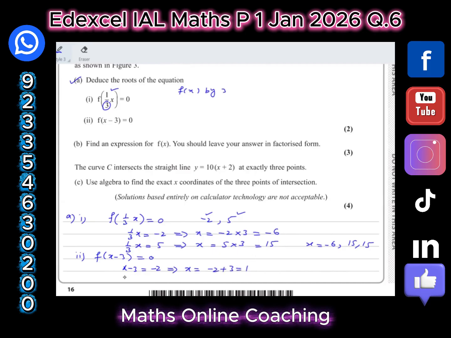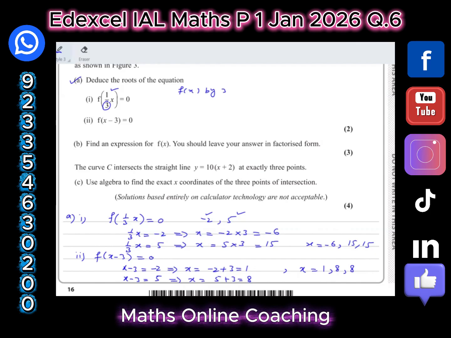And similarly, for the second root, x - 3 = 5, which gives 5 + 3 equal to 8. So the roots in this case are 1, 8, and 8. As the second point, 5, is the point where the curve touches the x-axis, the roots are repeated here. The values are 1, 8, and 8.